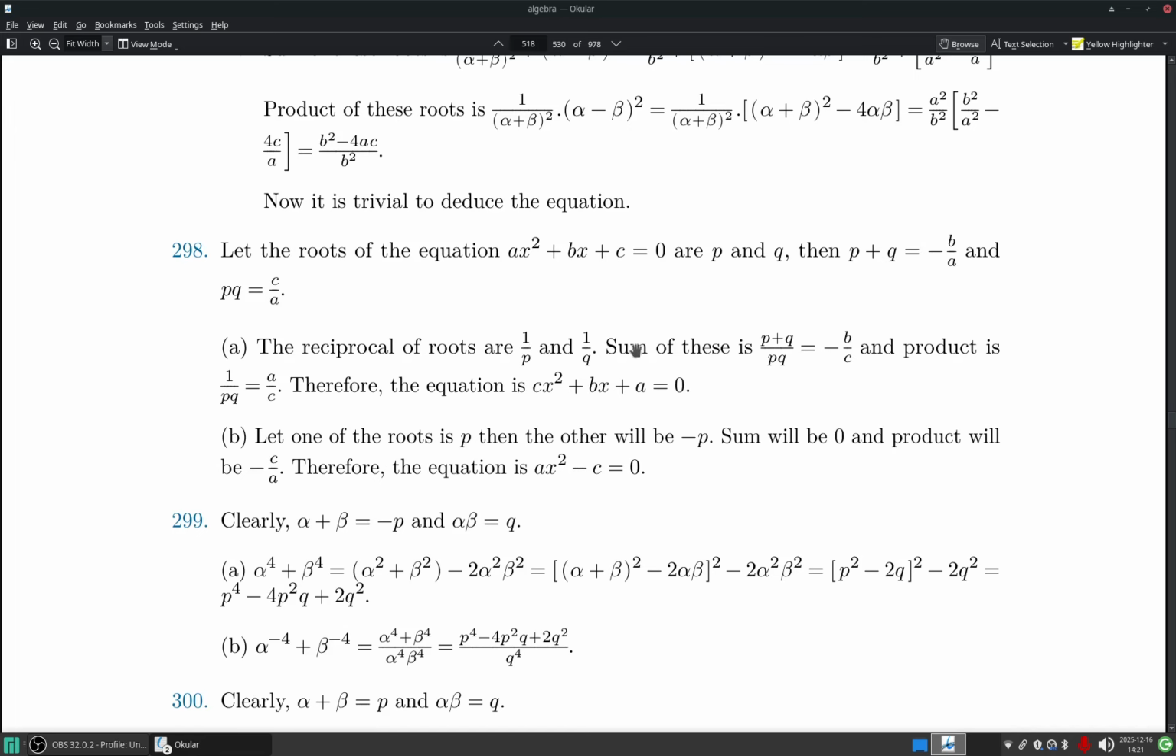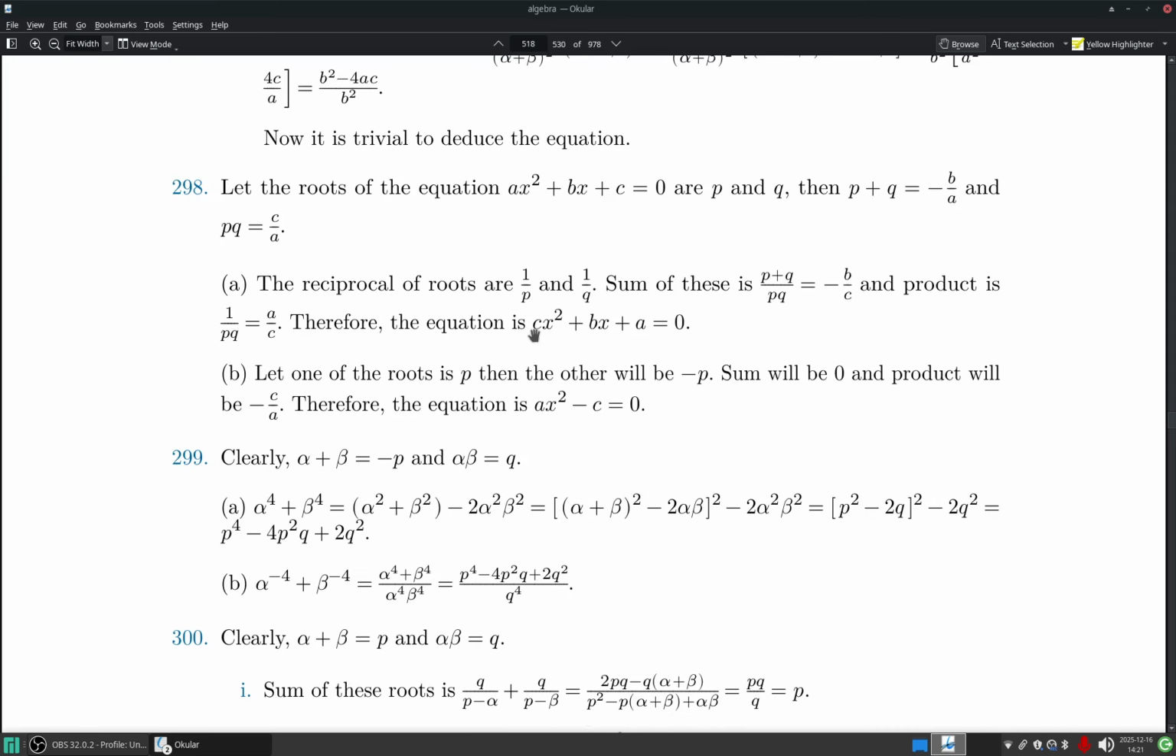So once we have the reciprocal of the root, sum of roots would be p plus q by pq, which is minus b by c, and product would be 1 by pq is equal to a by c. So the equation would be cx square plus bx plus a is equal to 0. As you can see, the coefficient of the first and last term get exchanged.